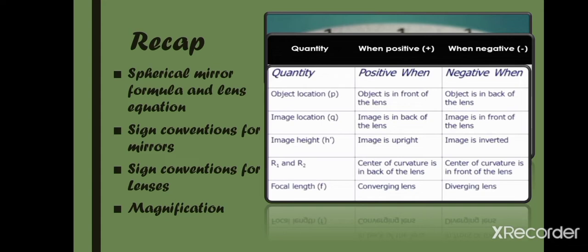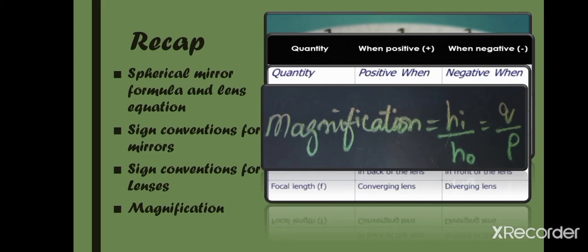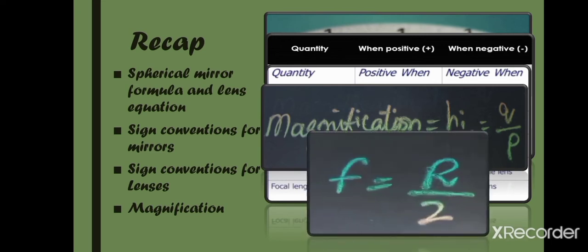Next is the formula for magnification. It is the height of the image divided by the height of the object, and it is also equal to q divided by p, where q is the image distance and p is the object distance. One more formula we studied at the start of the chapter was that focal length is half of the radius of curvature. All of these formulas are used in the solutions, so you have to remember these.